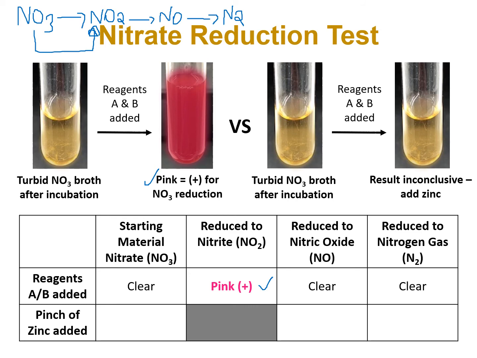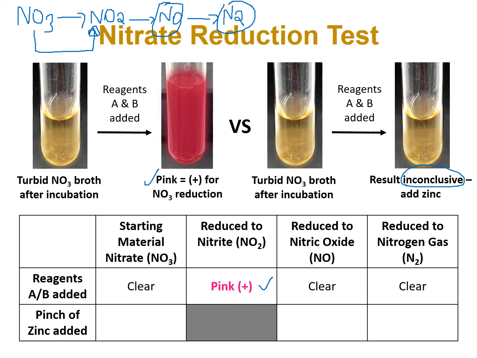But if it was reduced to nitric oxide or if it was reduced to nitrogen gas, guess what? You're going to get clear results after adding the two reagents. And that's why we say that our results are inconclusive, okay? Because it could mean that my bacteria did go through reduction, but not just to nitrite. It actually went all the way to nitric oxide and nitrogen gas. Those two reagents cannot tell you that information.